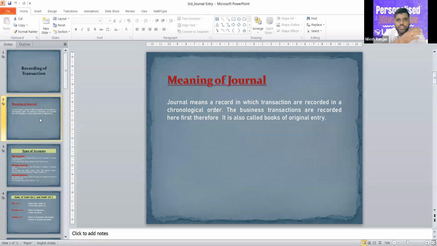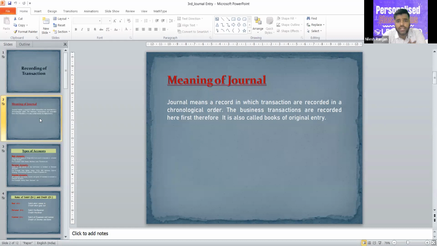We don't mix the transactions, like the third transaction recorded first and the first transaction recorded thereafter. We don't do that. Whenever a transaction happens, we record it, and then the next one after that. That is chronological order. So journal means a record in which transactions are recorded in chronological order. The business transactions are recorded here first. Therefore, it is called the book of original entry. This is your definition of journal.